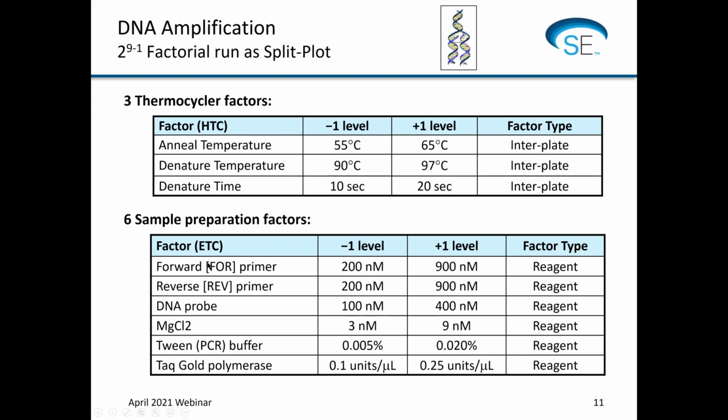Now, our subplot factors are these 6 factors, and they each have 2 levels. Okay. And those are going to define the conditions for the cells within the plates. Those are our subplot factors.